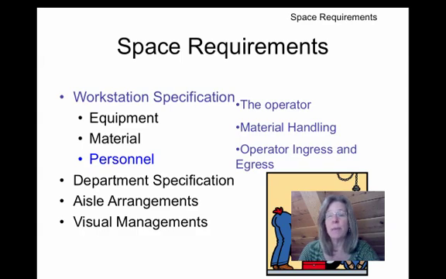You also need to think about material handling. So if he's using a forklift to move things around, or a hand cart, or maybe even a crane, that needs to be taken into account when you're doing the space requirements. Also, operator ingress and egress. How is he getting in and out of the workstation?